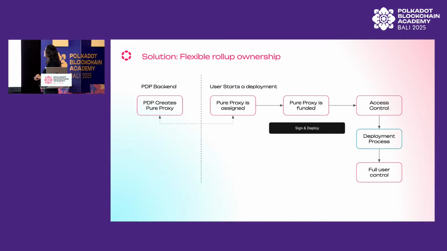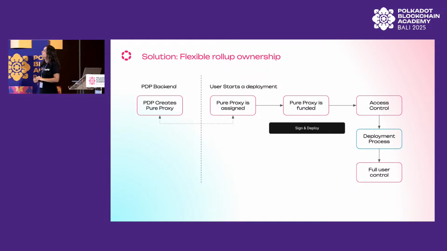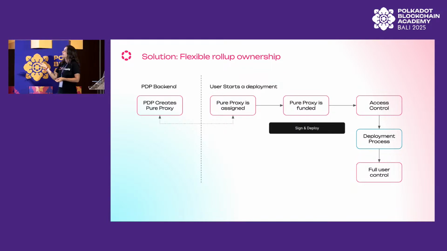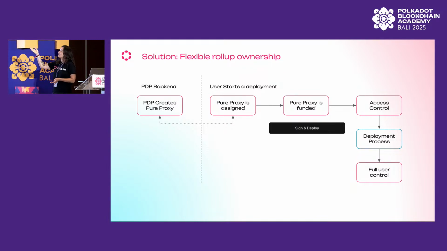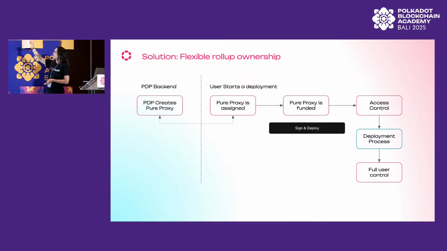Yeah, so this is what happens. We create those proxies in advance, and the user goes to the platform. They start deployment. We assign them that pure proxy, that owner address. Then they send the money to it, and after they sign the transaction and send the money, we add them as the owner of the proxy.